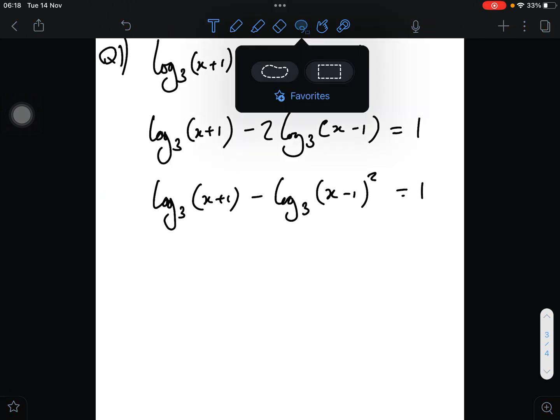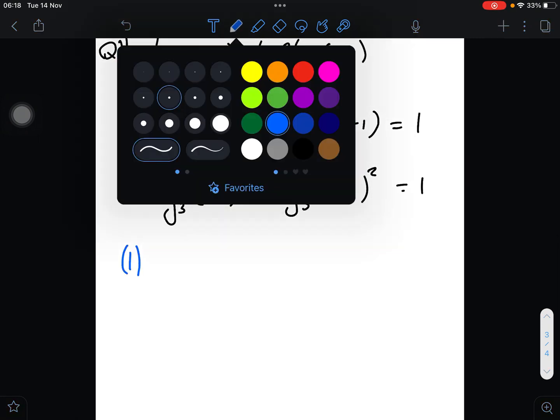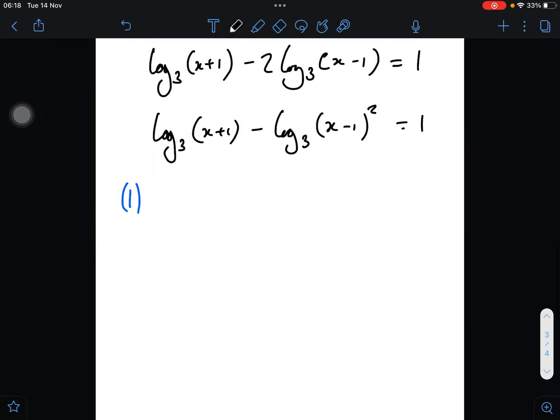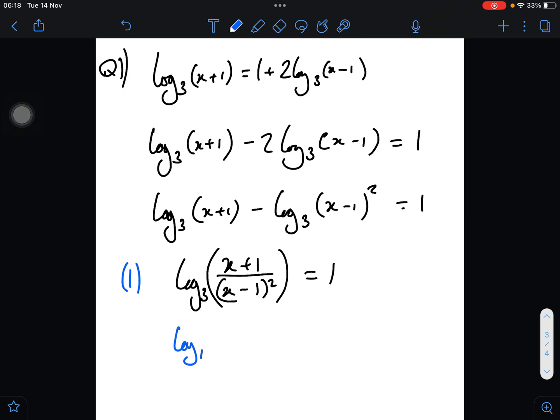Sorry, and now let's use my rule 1. So using rule 1 here, the division rule of logarithms, we get log 3 of x plus 1 over x minus 1 squared, and all of that is equal to 1. So now it's helpful just to think about your log 10 of 100 equals 2, because we can now simplify it. And that's the whole purpose of doing what we've just done.